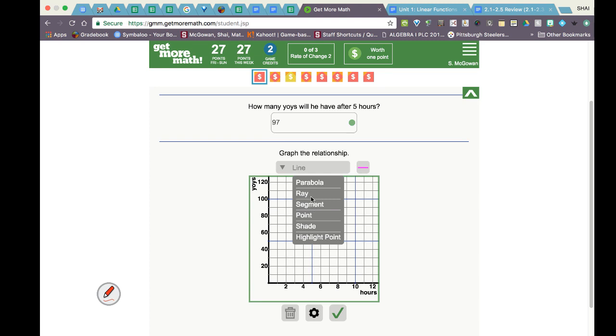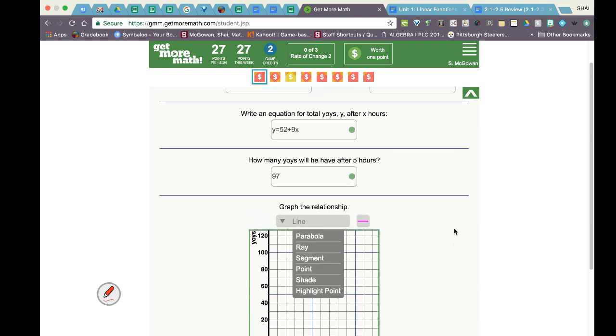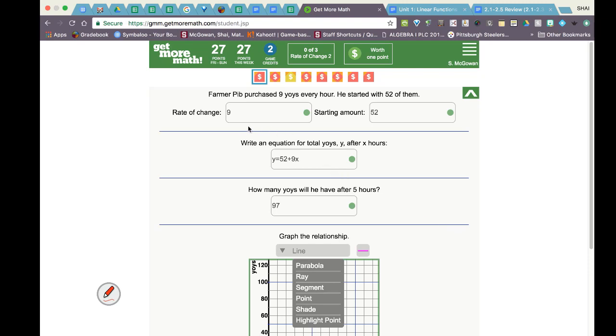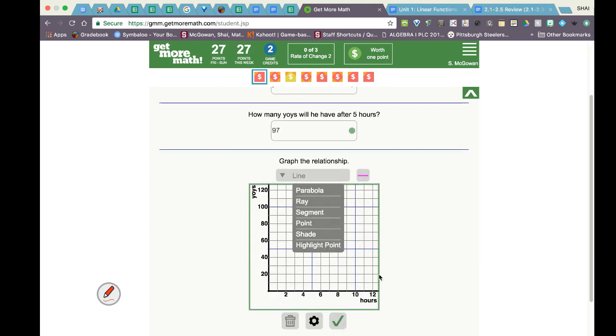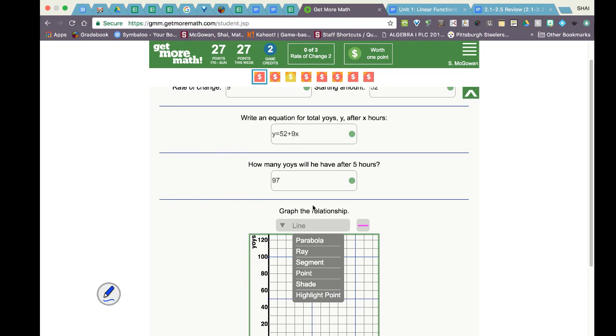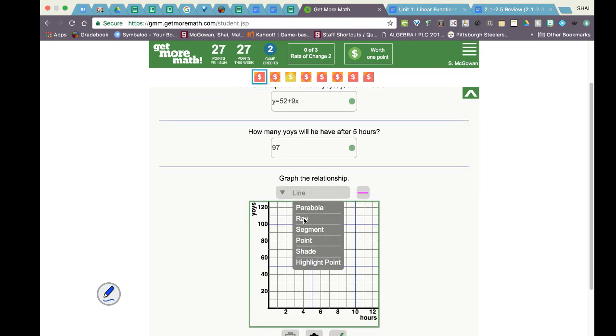And how you're going to know which one it is if we come up here, if our rate of change is positive, you need a ray. If the rate of change is negative, you need a segment. So I'll write that here for us. I'll actually write that on the smartboard when we get over here. So since it's a positive slope, the 9 is positive, we're going to pick a ray.